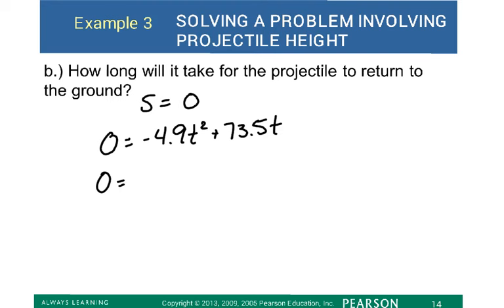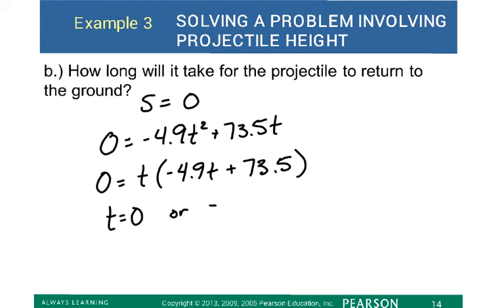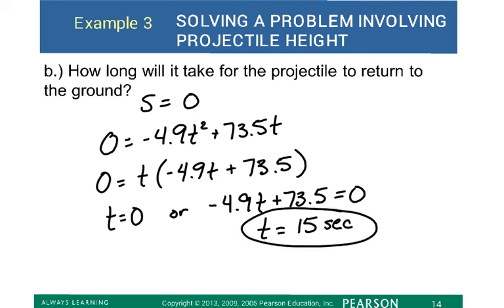Here it's actually pretty easily factored. You can just take out a t, and we're left with t times negative 4.9 t plus 73.5. And our two solutions: t equals 0, since t equals 0 represents the start time, that makes sense. Or we have this little equation to solve. So negative 4.9 t plus 73.5 equals 0. Solve this for t, and this is what we get. t equals 15. So 15 is our solution for this one. So it takes 15 seconds for the projectile to return back to the ground. And that is our solution.